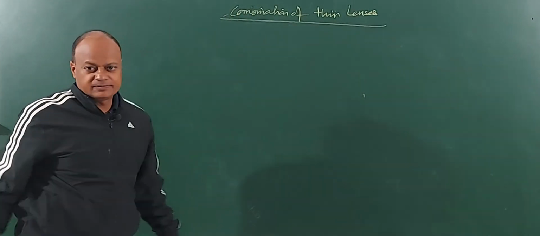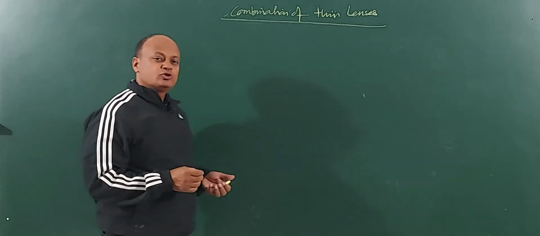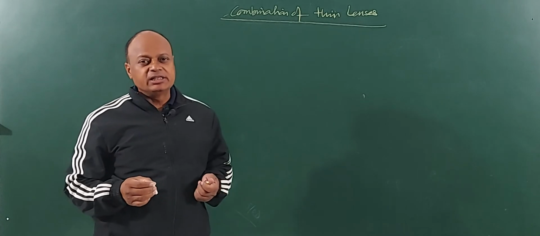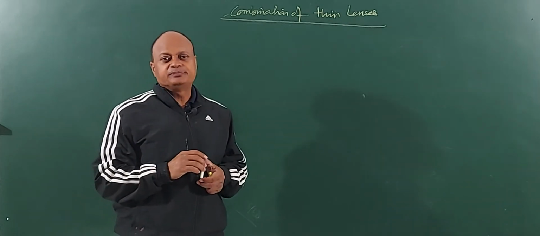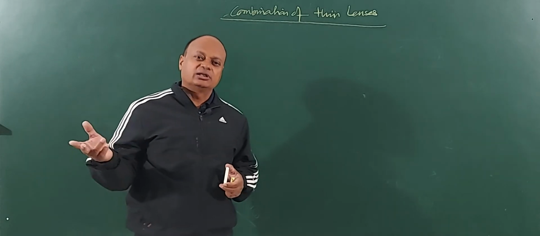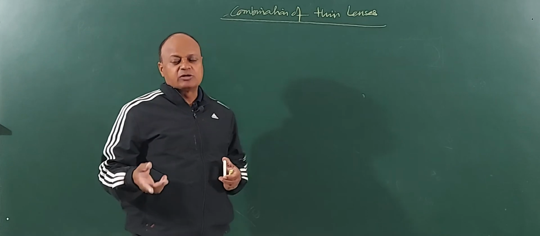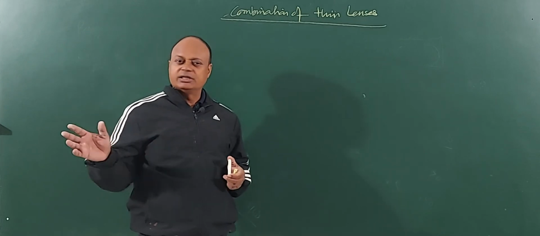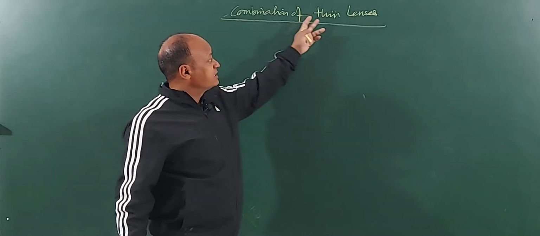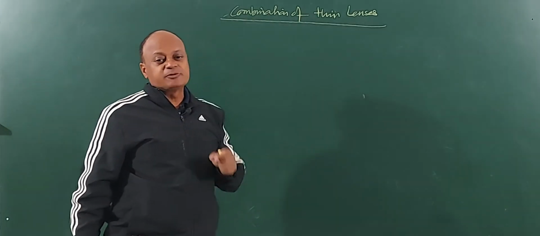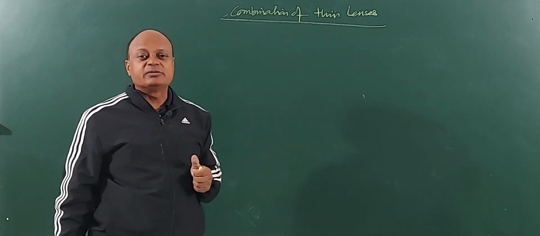Combination of thin lenses. Now children, we are going to put two thin lenses in contact. These lenses can be of any type. Either both could be concave, both could be convex, or one convex and the other concave. It doesn't make a difference. It could be either way. Now the thin lenses, this is important. Why thin lenses? Because you will be considering a single refraction, and you are placing them what?